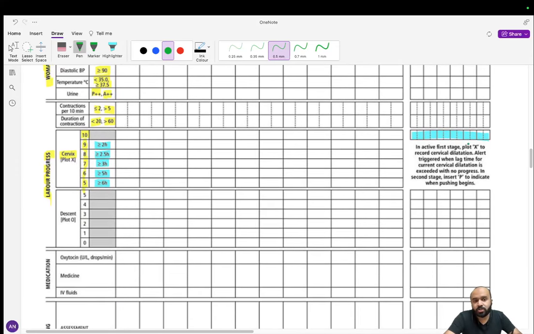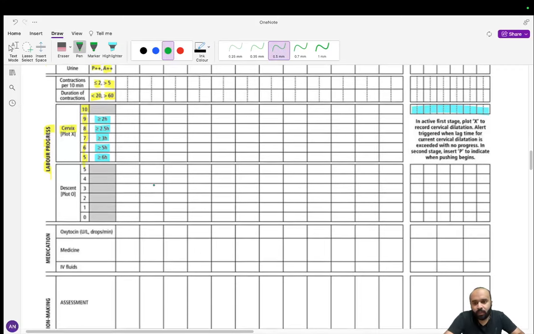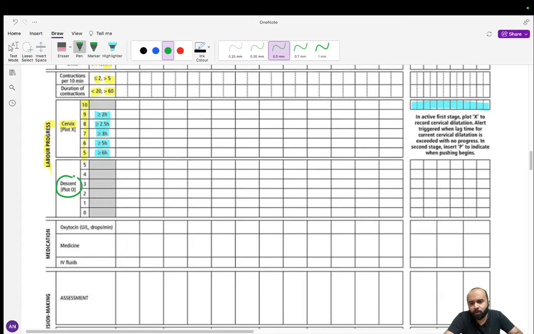That's a great new addition and something that is very good about the labor care guide, that it also looks after second stage arrest and its complications. Next, the same thing about descent as we have already spoken.